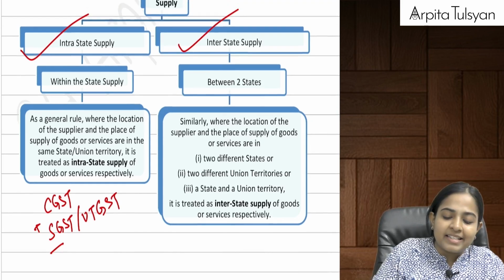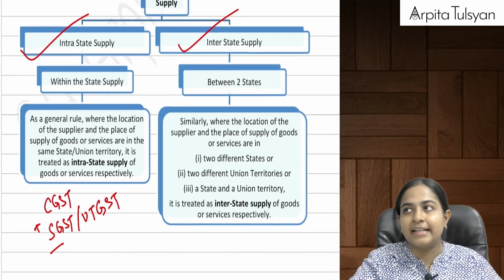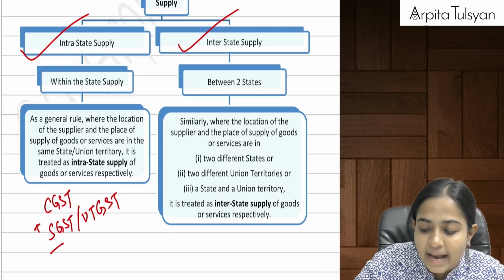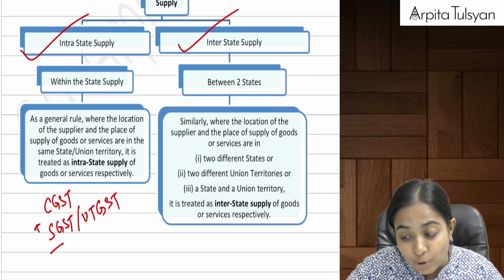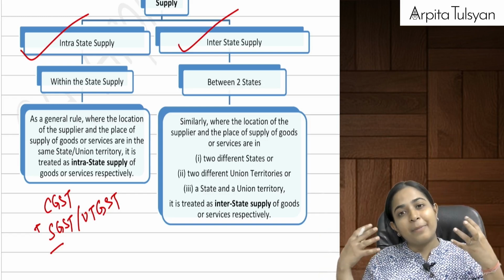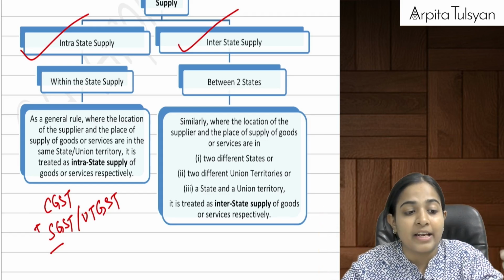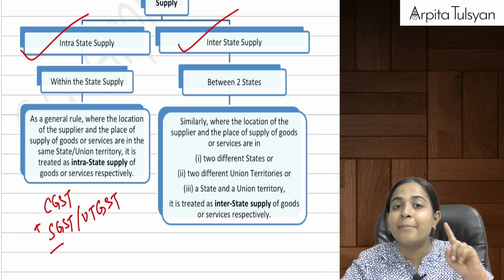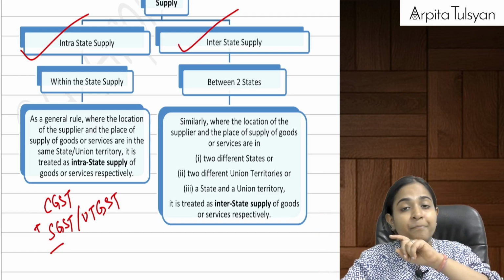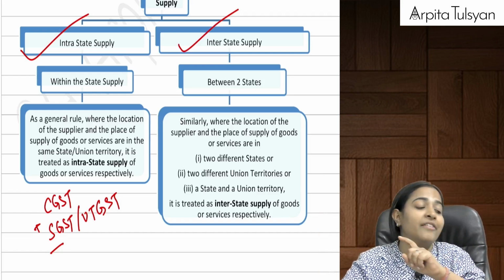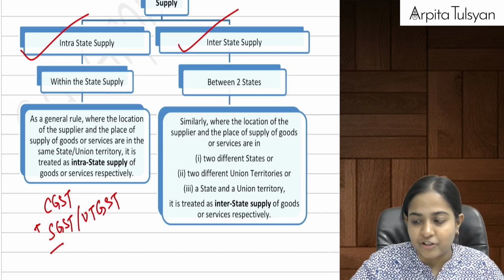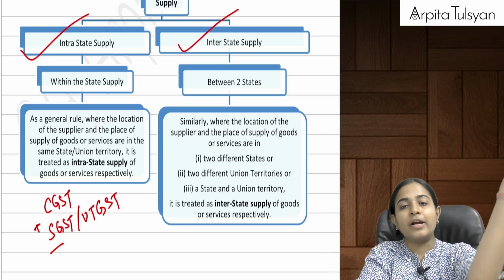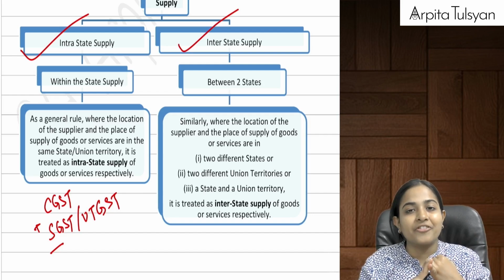And whenever there is an interstate supply happening, that is the supply is happening between two different states, or between two different union territories, or between a state and a union territory. Here when I am referring to union territory, I am referring to that union territory which is not having its legislature.